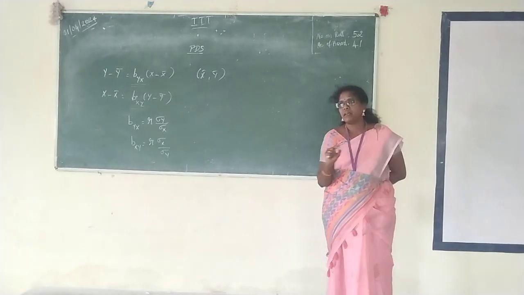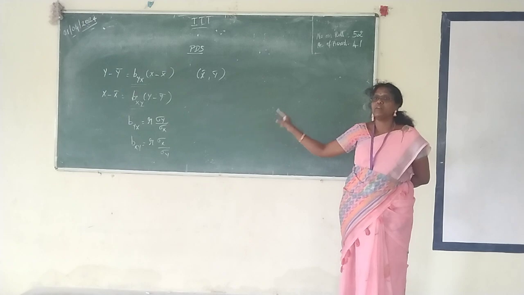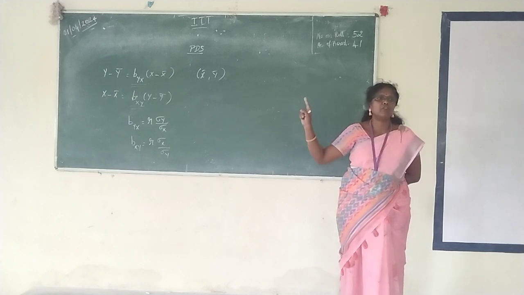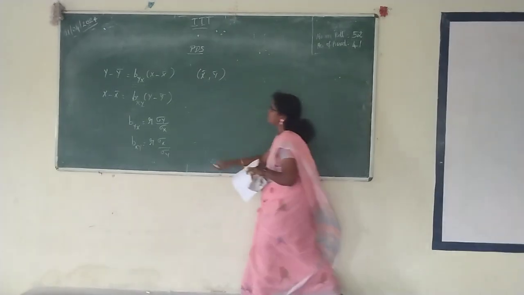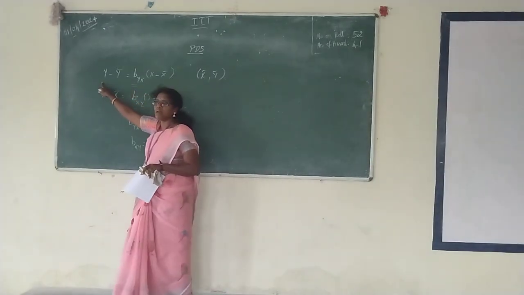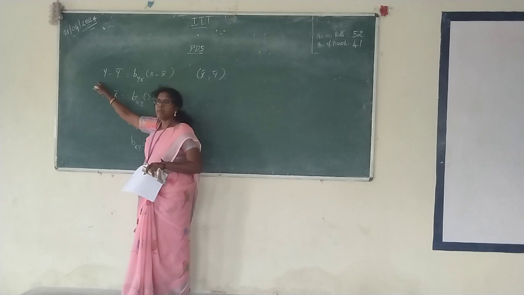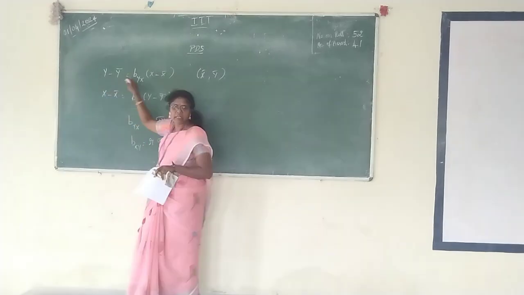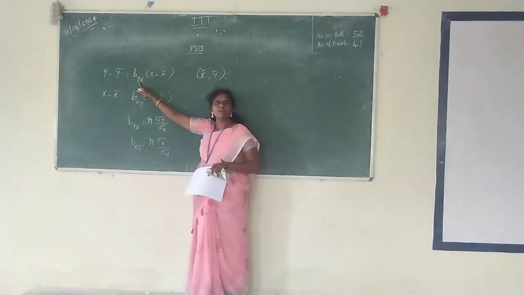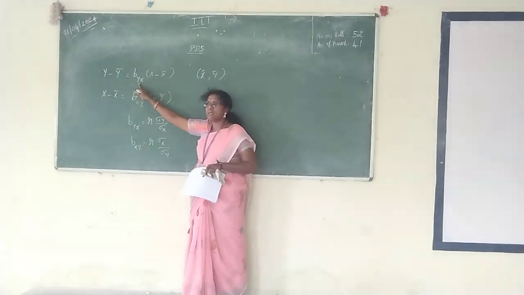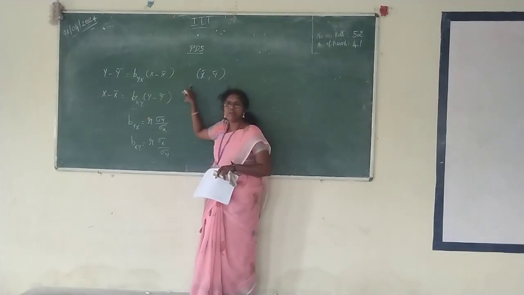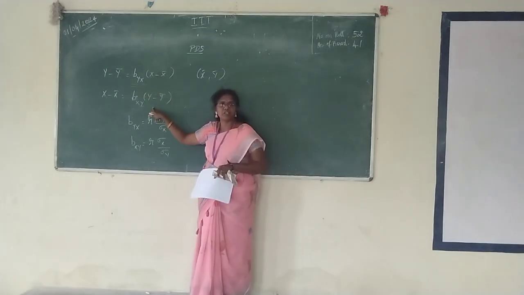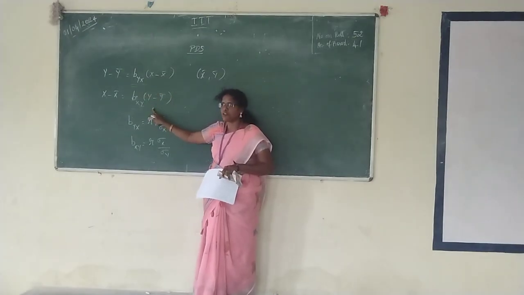So what is the meaning? In these regression lines, if you replace x with x bar and y with y bar, then this equation will be satisfied. Yes or no? Replace y with y bar, what happens? Y bar minus y bar will become 0. Replace x by x bar, x minus x bar will become 0. Similarly, this also will become 0. The mean value satisfies both the regression lines. That is one point we have to remember.